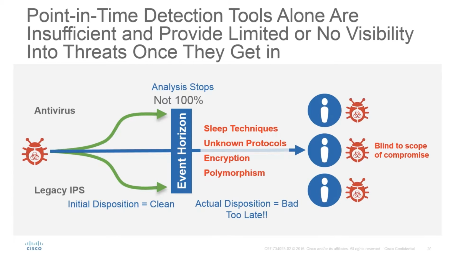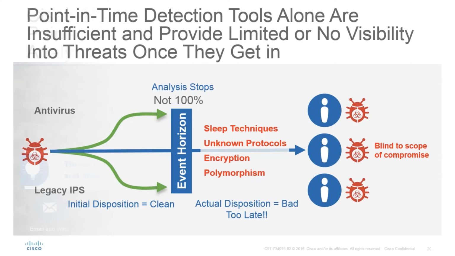So these advanced malware techniques, right, the sleep techniques, the unknown protocols, and everything else that attackers are using are able to bypass that firewall, that antivirus. And we need to go beyond the firewall and have a solution that gives us visibility into the activity of those files and control over what those files are doing. And that's where we come in with Cisco AMP.